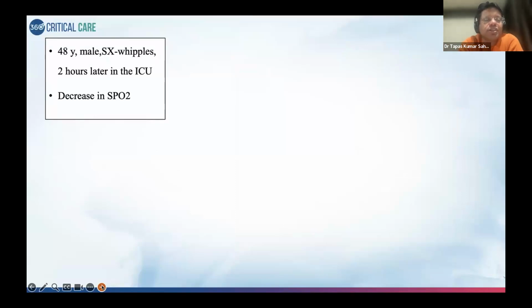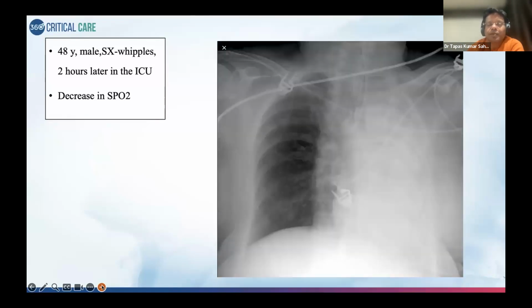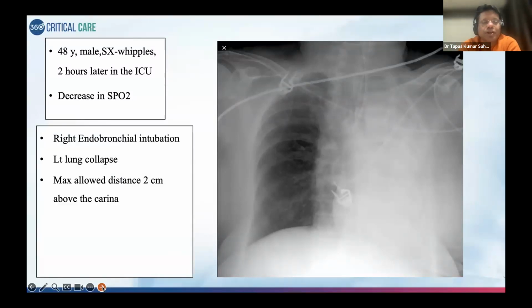A 48-year-old male, Whipple surgery done, 2 hours later in the ICU the patient has a decrease in SpO2. I want the answers. Please be quick so that we can finish the maximum. What is happening here? Post Whipple, 2 hours later in the ICU, the patient has a decrease in oxygen saturation. Yes, it is right endobronchial intubation, left lung collapse.